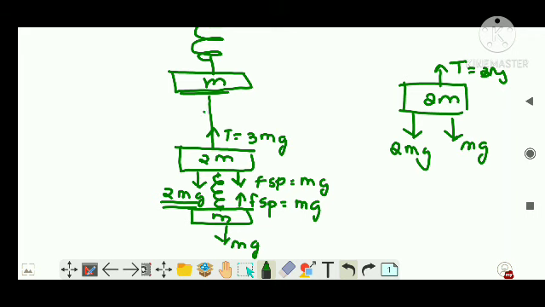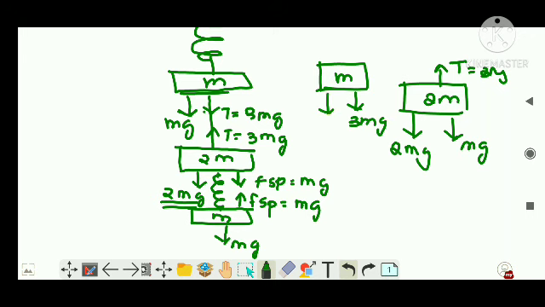Clear? If this tension is 3 mg, then this tension away from m is also 3 mg, right? Now this mass is experiencing a weight downwards, mg. So totally, if I draw m separately, there is a tension whose value is 3 mg downwards and its own weight mg. So what will be the upward force, which is actually FSP of the first spring? It is equal to 4 mg. So I can write here FSP is equal to 4 mg. Clear? See, I know I have taken it fast. Just pause the video and see if you have understood it.